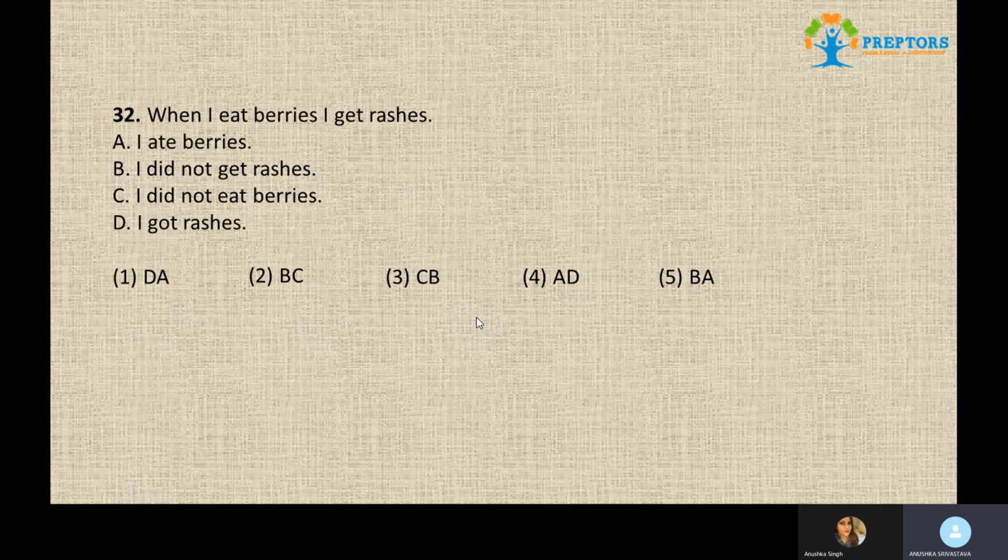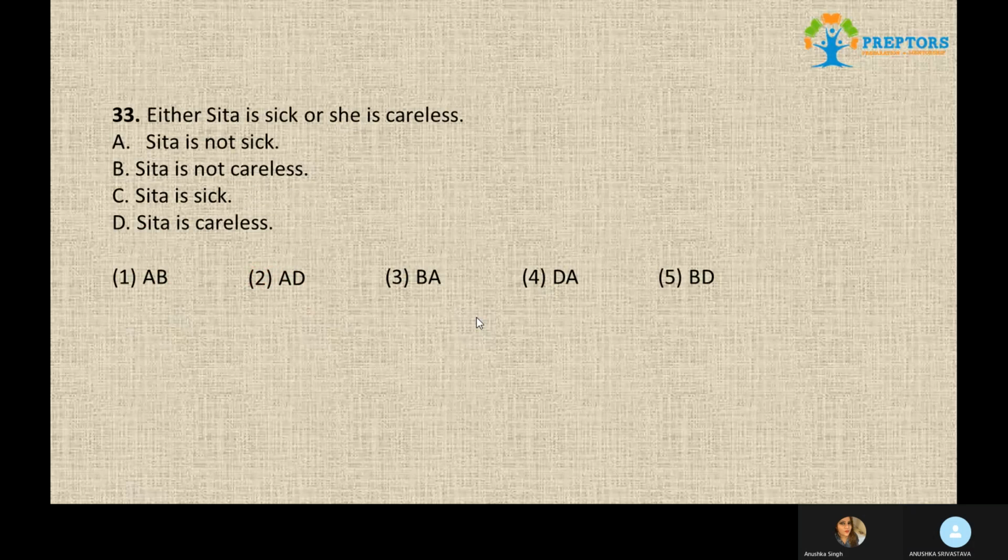When I eat berries, I get rashes. The cause is I eat berries. The effect is I get rashes. I did not get rashes. When I say I did not get rashes, it means I did not eat berries. So my answer in that order is BC. Remember again, you can't mark CB. So CB will be negation of the cause first.